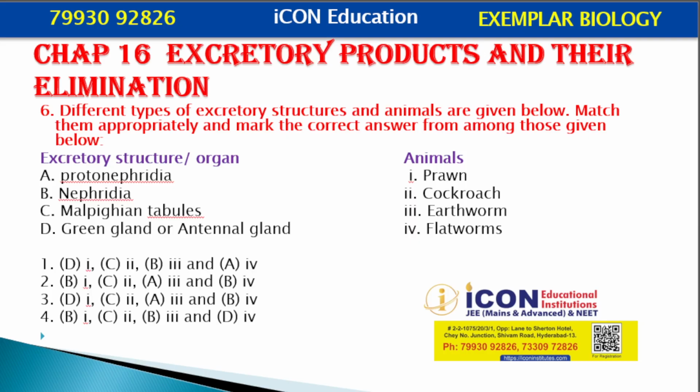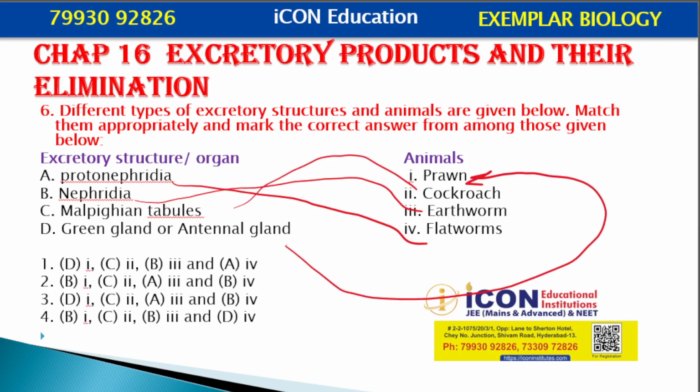Different types of excretory structures and animals are given below. Match them appropriately and mark the correct answer from among those given below. So let's start. Protonephridia, nephridia, Malpighian tubule, green gland or antennary glands are given. Animals: prawn, cockroach, earthworm, flatworms. Protonephridia is flatworms, nephridia is earthworm, Malpighian tubules is cockroach, green gland or antennary gland is prawn.